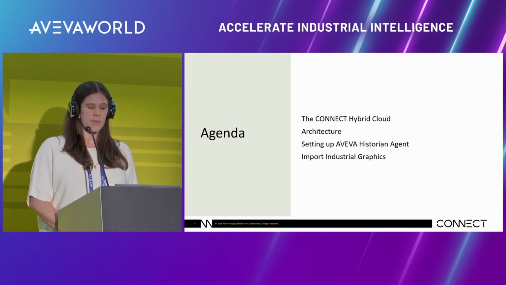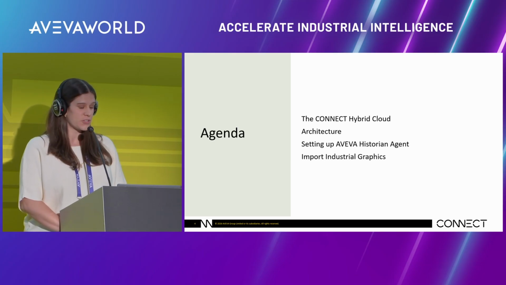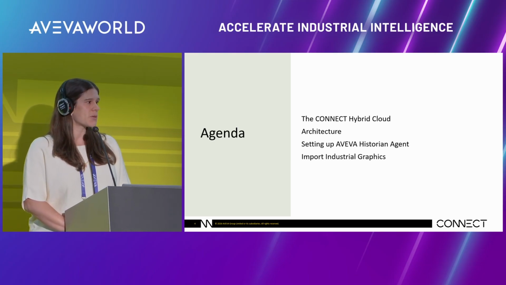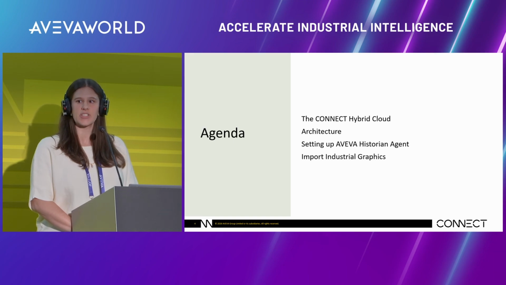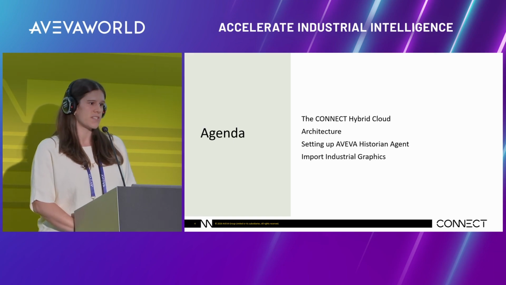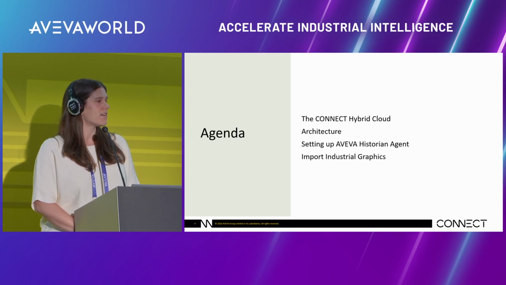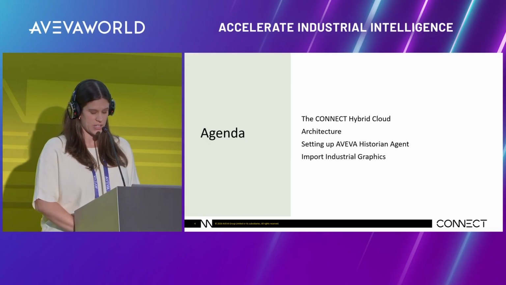So what are we going to talk about today? We're going to talk about the Connect hybrid cloud and why you might choose a hybrid solution. And we'll talk a little bit about the architecture of that. What does that actually look like in real life? And then we're going to go through a demo of what it looks like to set up the AVEVA Historian agent and also show how you can import industrial graphics into Connect visualization.